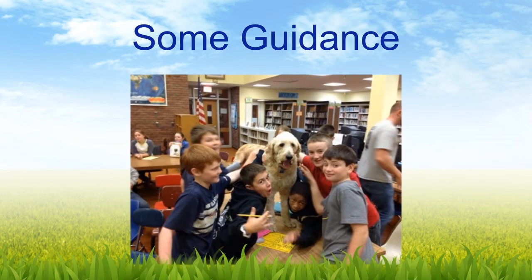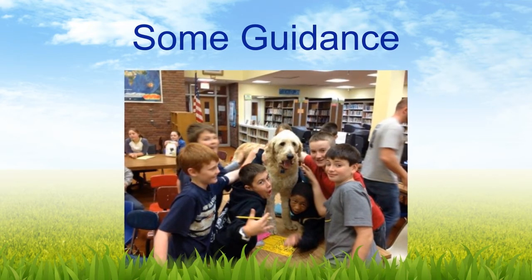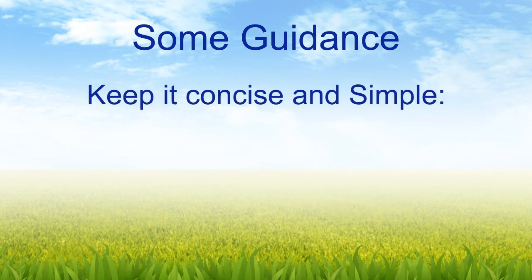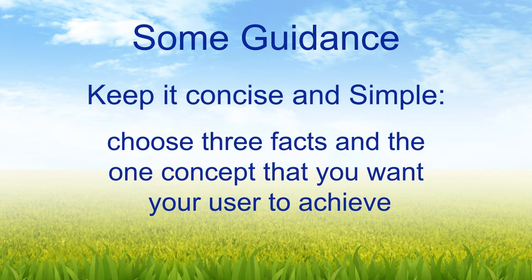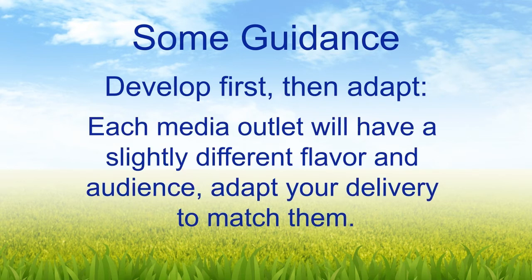So can you give us some guidance? Well, there's a number of things you want to keep in mind. And probably the first, just like in real life, is you want to keep it concise and simple. And you want to choose 3 facts and maybe 1 concept that you want your user to achieve. Another guideline is you want to develop your information first and then adapt it. Each media outlet will have a slightly different flavor and audience. So adapt your delivery to match each of them. But first, you need to know what facts and concepts you're sending out, and then adapt it later.